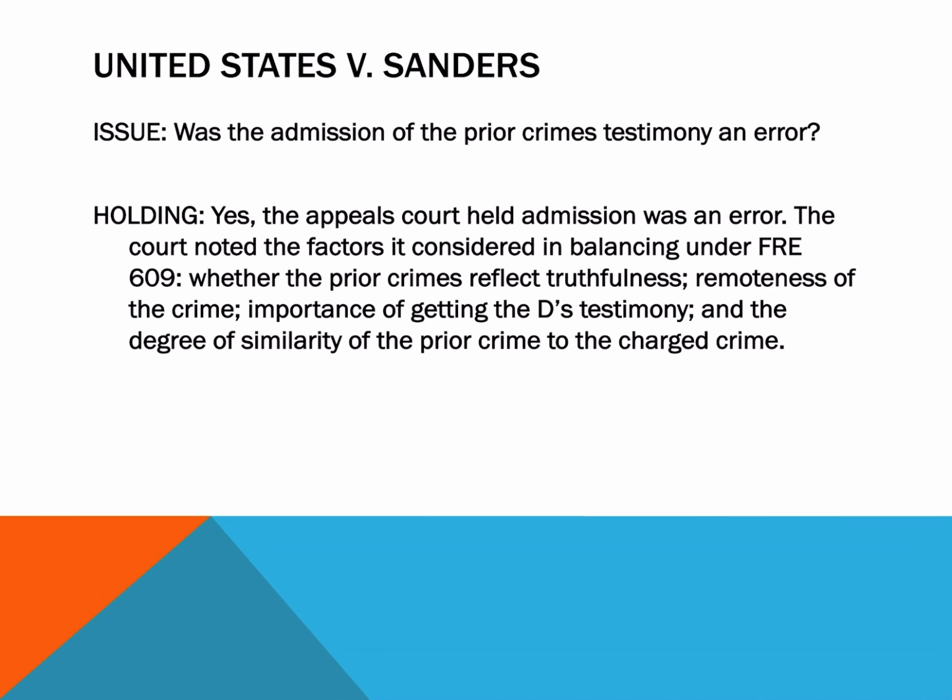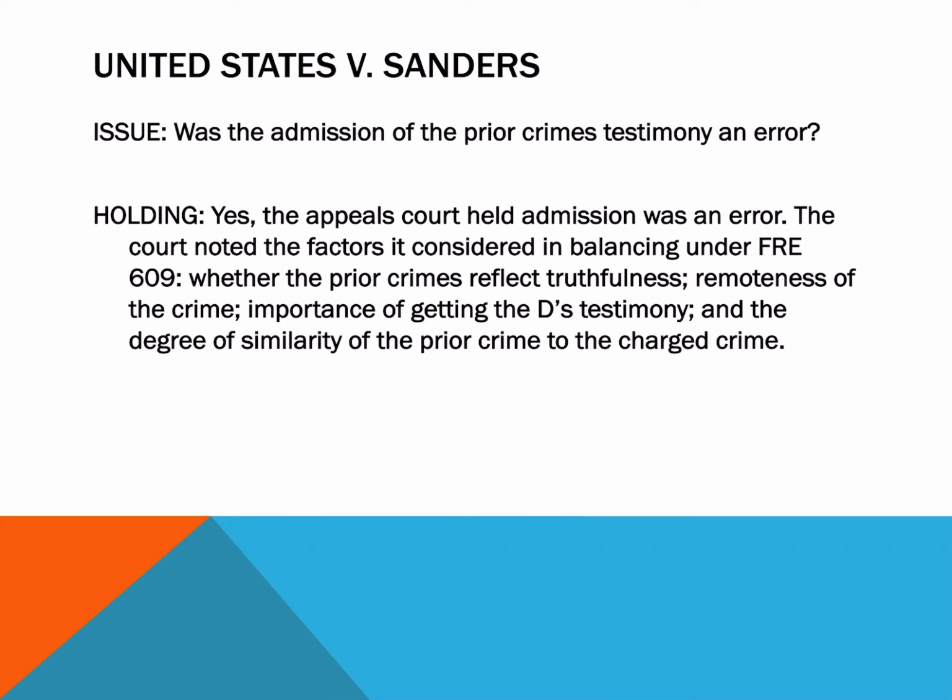At issue was whether the admission of this prior crime testimony was an error. The court held that yes, this admission was an error, and the court noted the factors they considered in this balancing test under Rule 609: whether that prior crime reflected truthfulness, the remoteness of the crime, the importance of getting the defendant's testimony, and the degree of similarity of the prior crime to the charged crime.